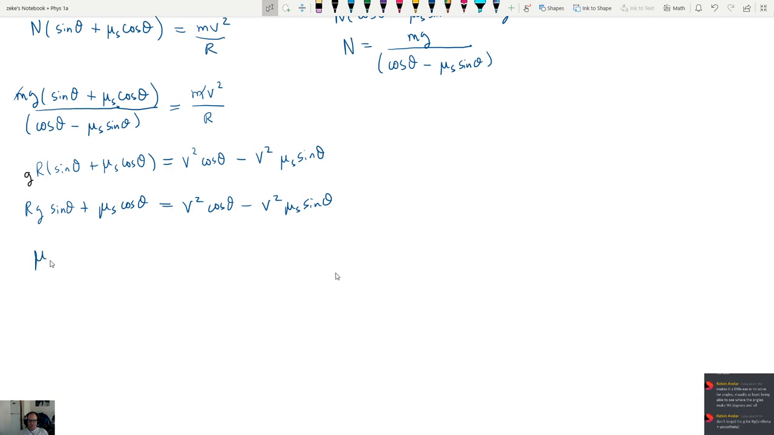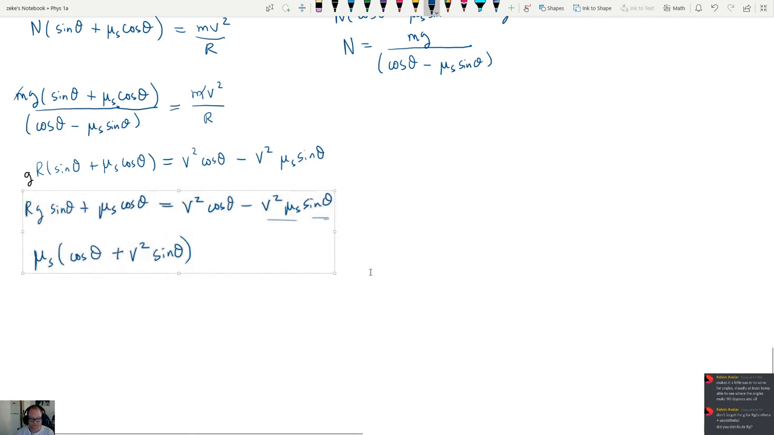So I'm going to have mu s multiplied by, this one's going to have a cos theta minus or plus. We're adding this term to the left-hand side, so we're also going to have a v squared sine theta. I see people typing, which makes me worried that I've already made a mistake again, which is very possible. What did I do so far? Yep, right here, because I didn't multiply this through. This should be times rg. Right, we're going to start over again, because that's just really bad.